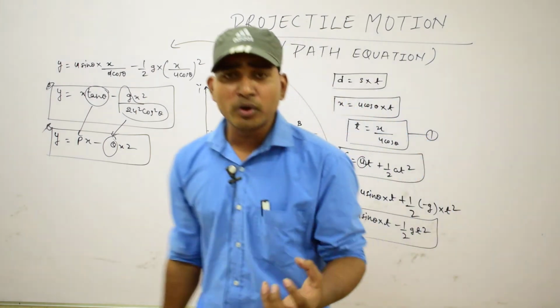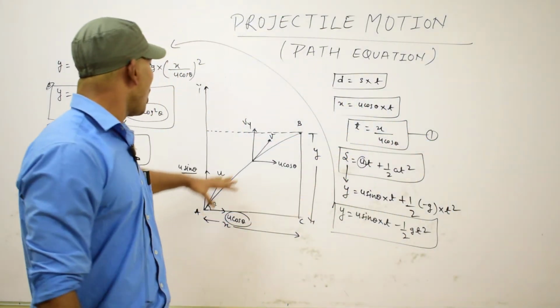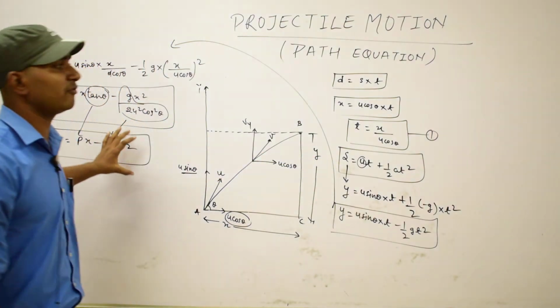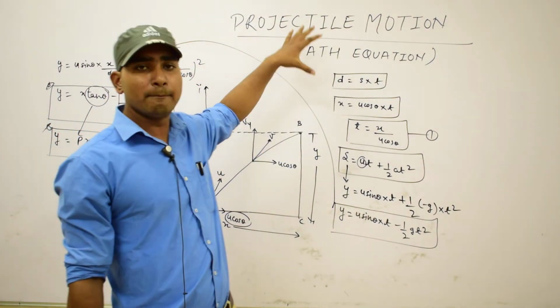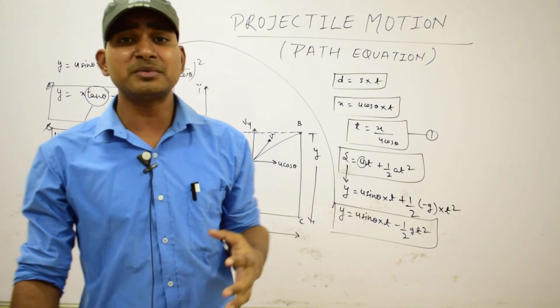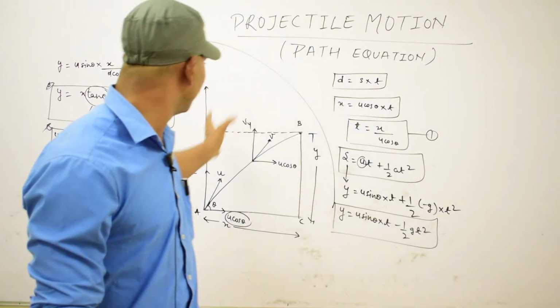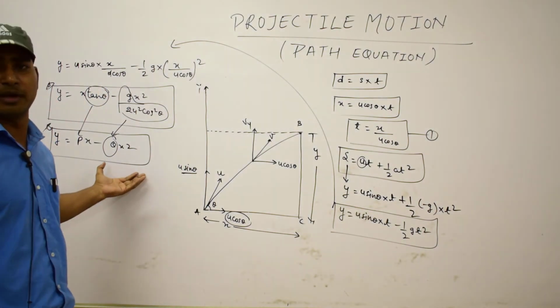So we can conclude in this manner that the path of oblique projectile motion is always a parabola, and that only we have to prove, that its path is parabolic. So whenever this question comes that you have to prove that the projectile path is parabolic, simply you have to proceed in this manner.